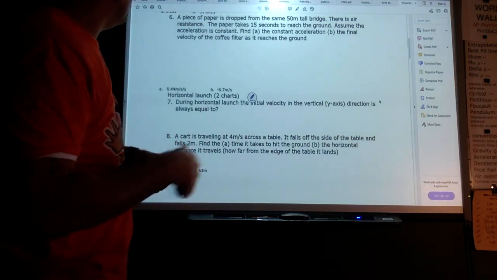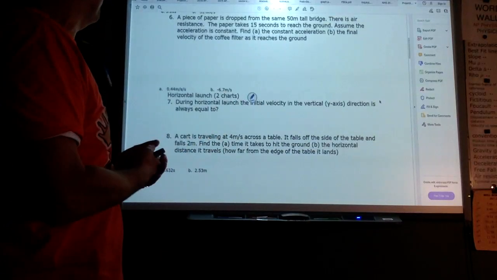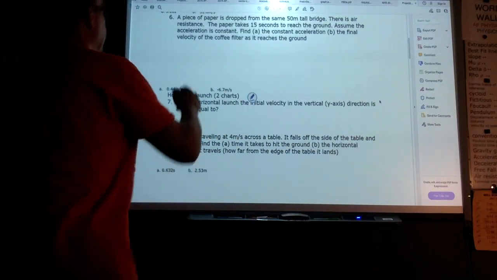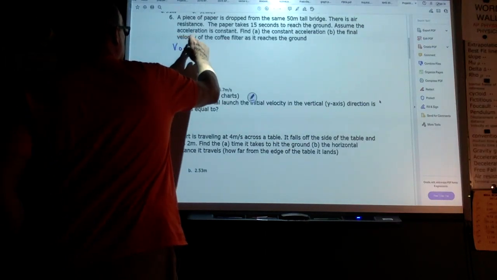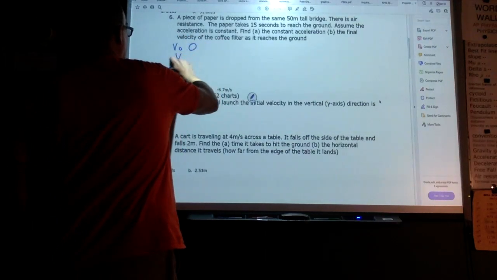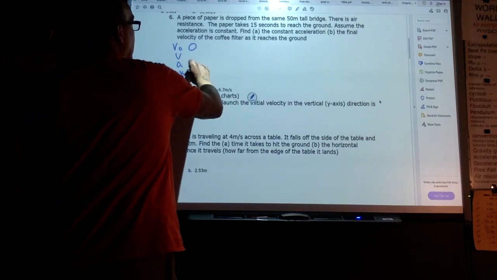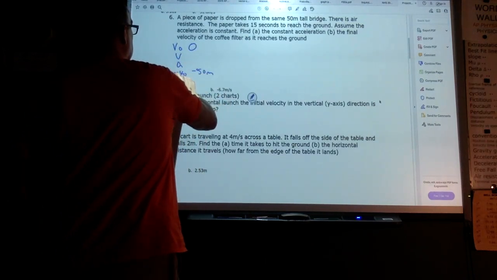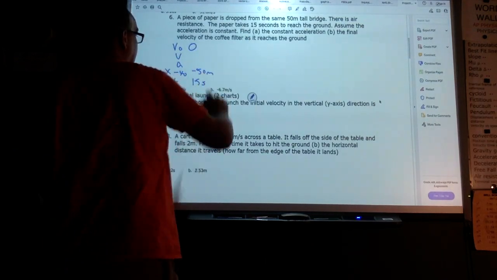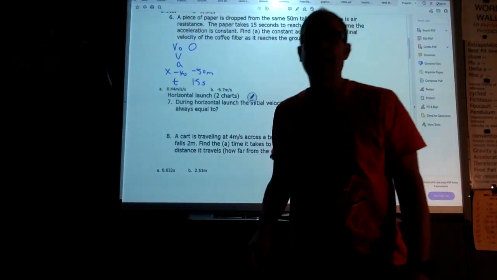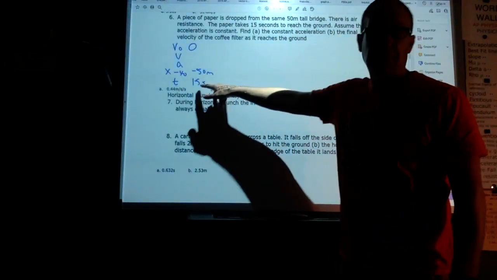So I want to know what the acceleration is, and I want to know what the final velocity is. So I'm going to say this still starts at 0. I don't know a, but I do know my displacement, and I do know how long it takes. So my displacement's negative 50, and my time is 15 seconds.